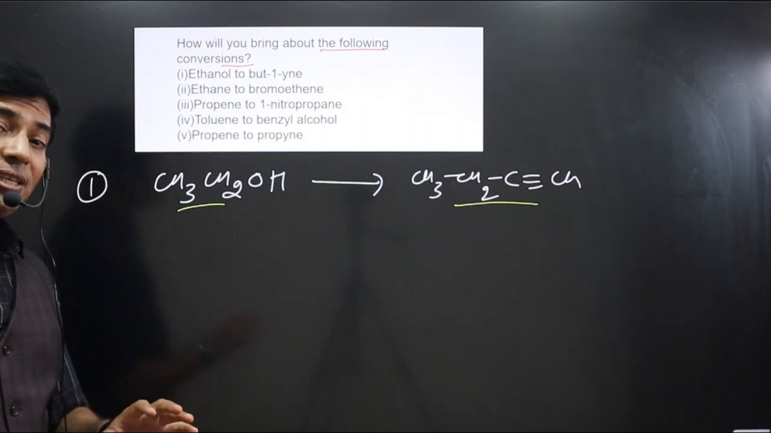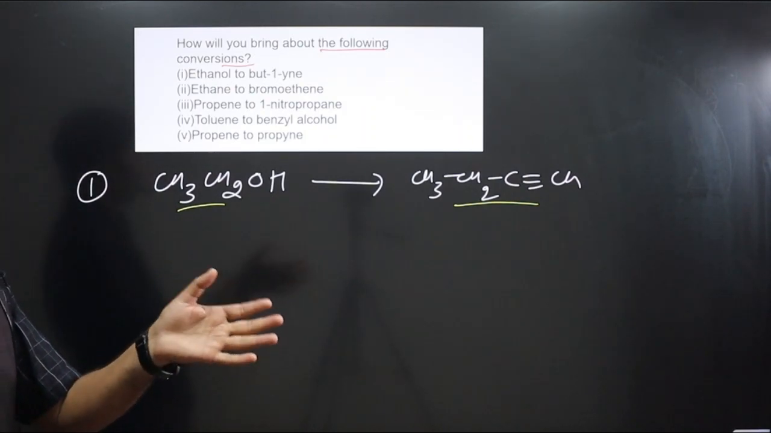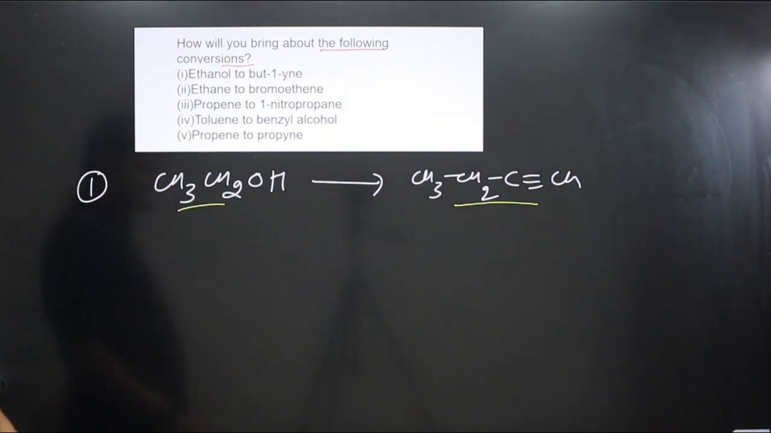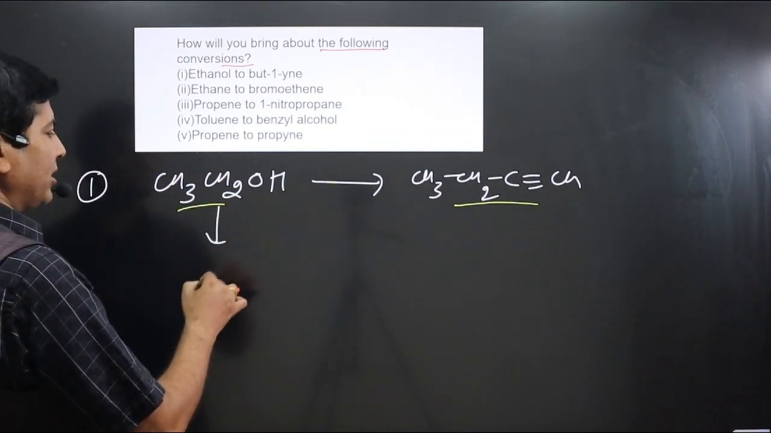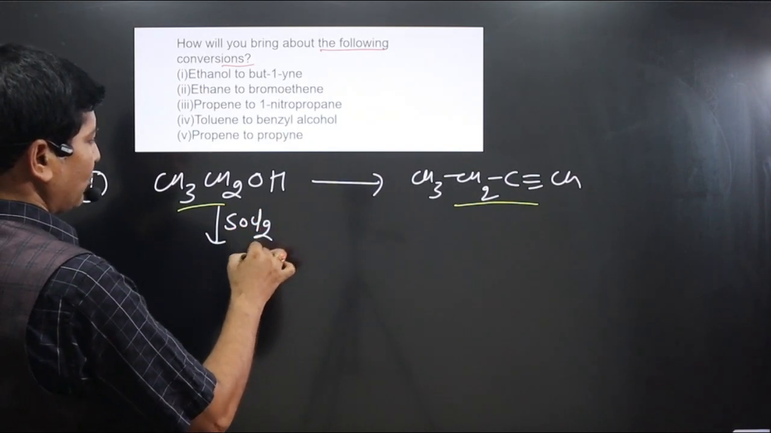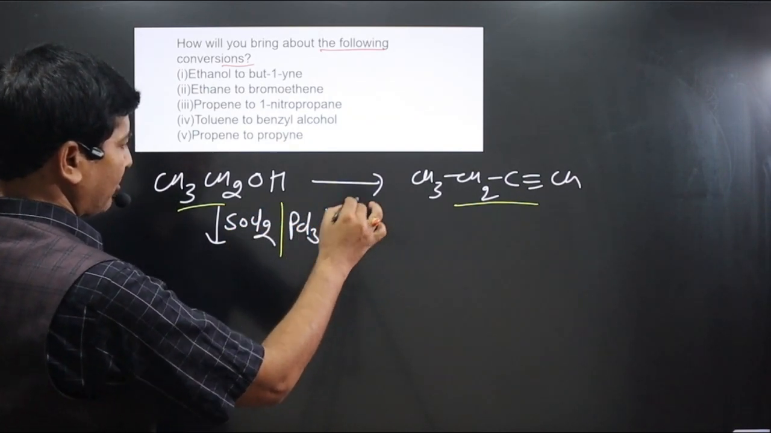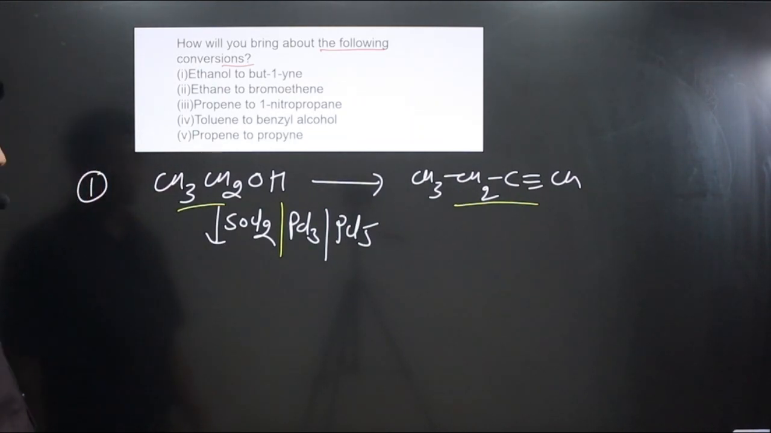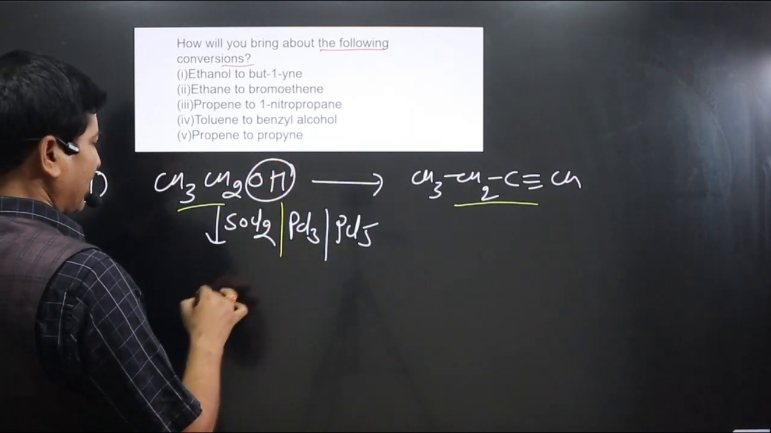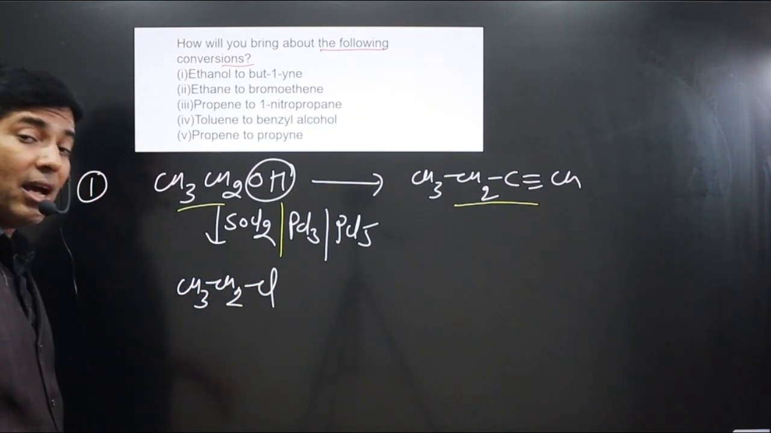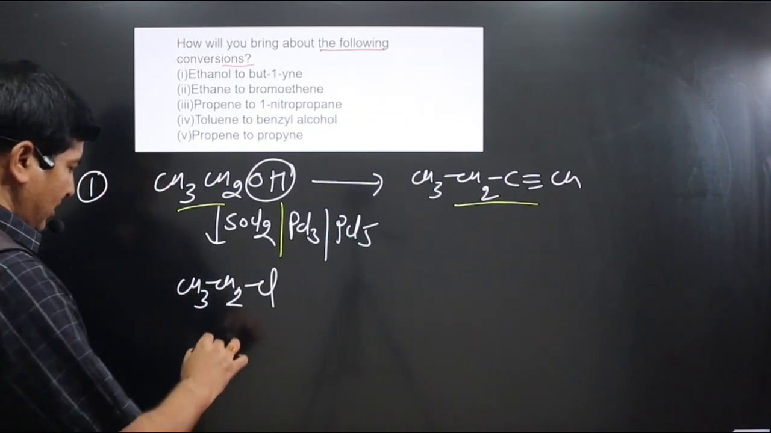And Wurtz reaction, when alkyl halide is there, alkyl halides undergo Wurtz reaction. So first of all we can convert alcohol into alkyl halide by using halogenating agents, any of these agents you can use: SOCl2, PCl3 or PCl5. So OH is replaced by Cl, we get CH3CH2Cl. Now we can carry out Wurtz reaction.